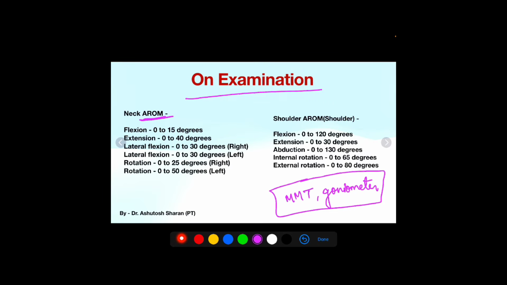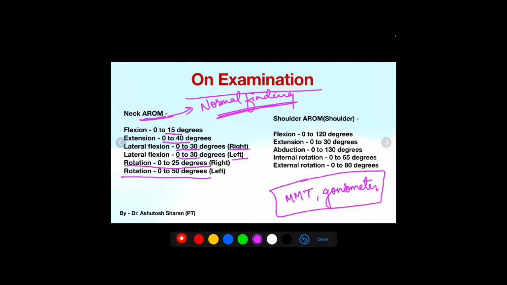So for the neck, flexion is 0 to 15 degrees, extension is 0 to 40 degrees, lateral flexion is 0 to 30 degrees for the right and left. Rotation for the right is 0 to 25 degrees and for the left is 0 to 50 degrees. Can you tell me what are the normal findings for neck range of motion? Can you tell me in the comments?